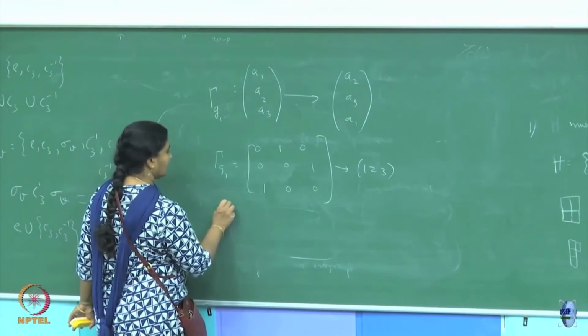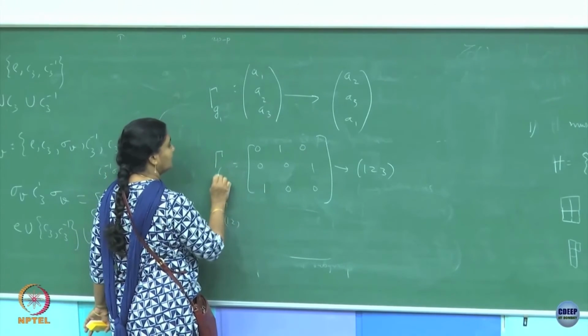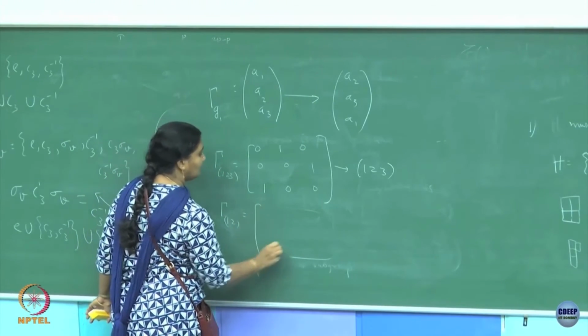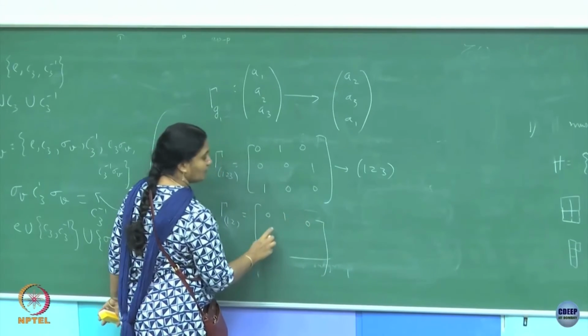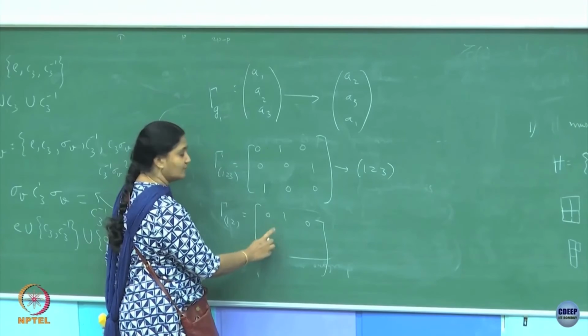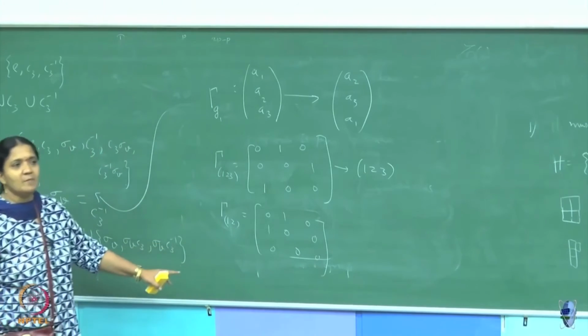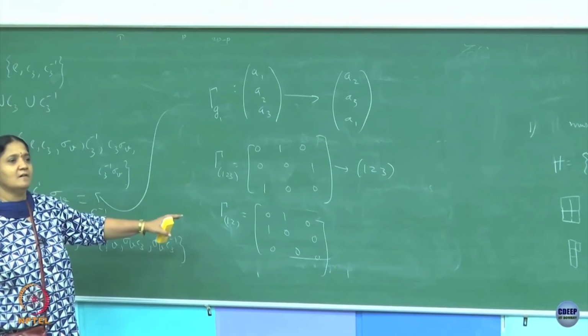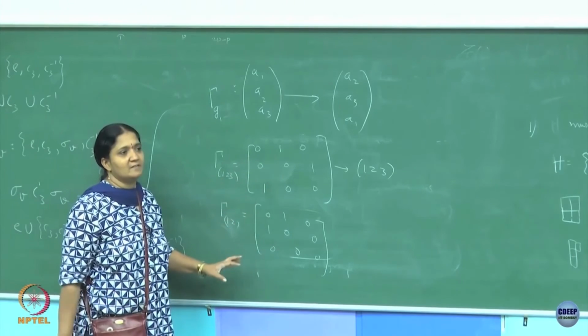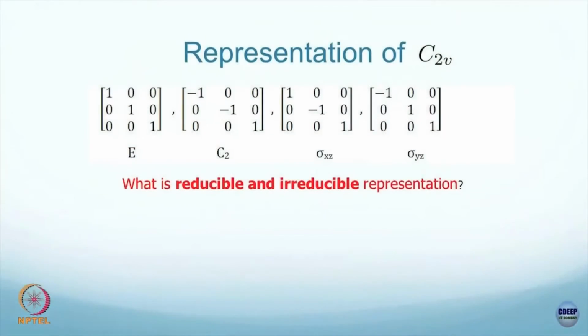Suppose I want to write gamma (1 2). So, let me call this 1, 2, 3. What will this be? Only 1 and 2 will get interchanged. So, clearly when I write all the elements, some elements will be diagonal, some elements are off diagonal. In this particular example of C2v, everything was diagonal, but sometimes you can take representations like these. These are also good representations for the symmetric group of degree 3.